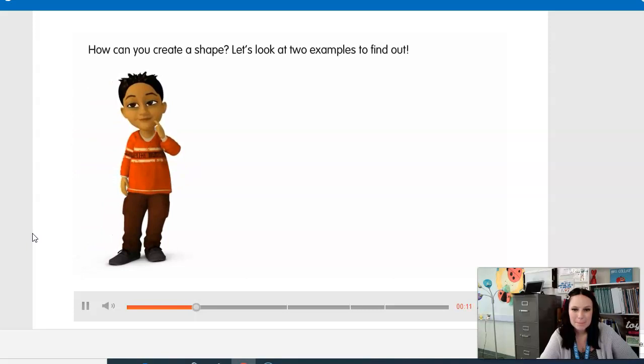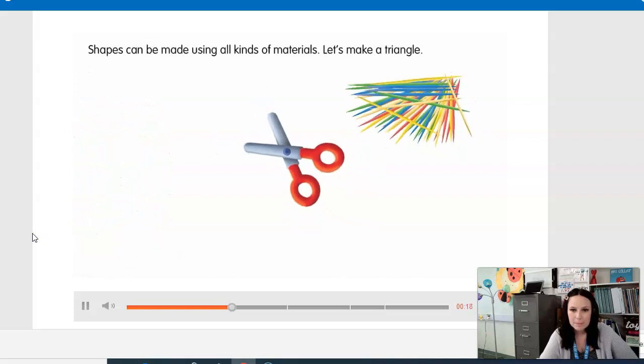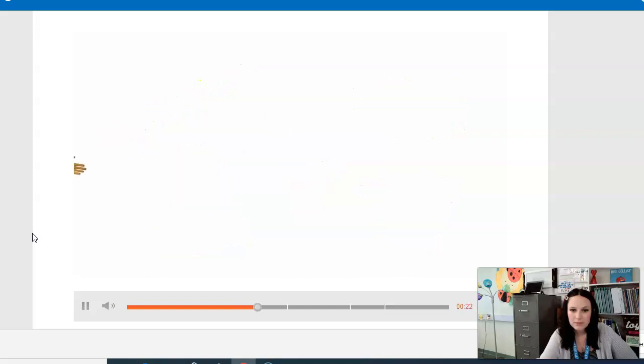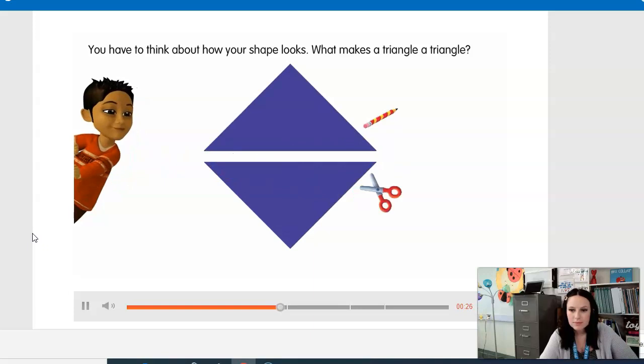How can you create a shape? Let's look at 2 examples to find out. Shapes can be made using all kinds of materials. Let's make a triangle. You have to think about how your shape looks. What makes a triangle a triangle?